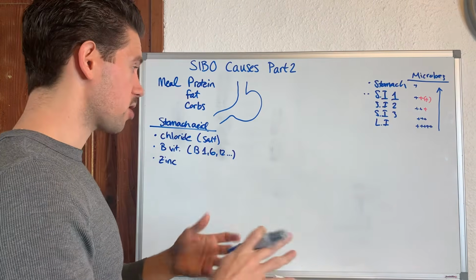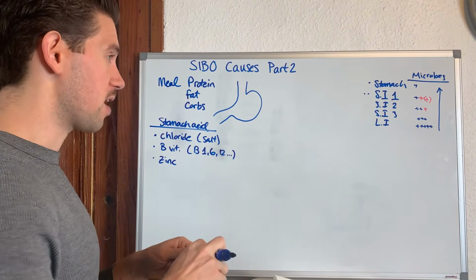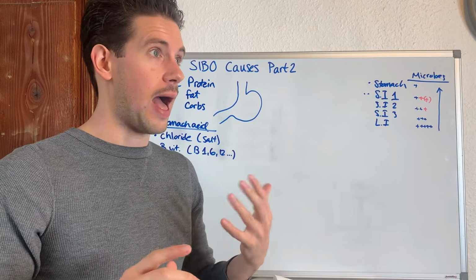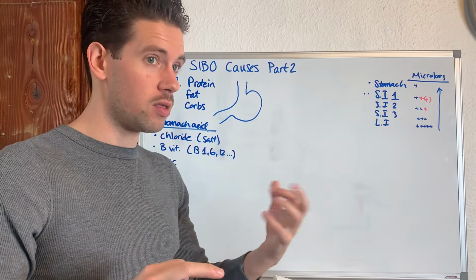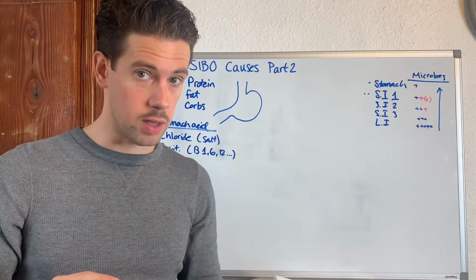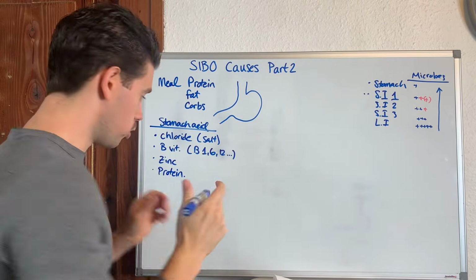What also makes up stomach acid? How are you making this acid? What is an acid? Amino acids. Amino acids come from protein, and so you need protein.